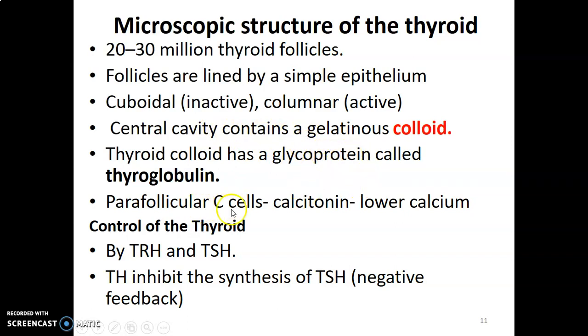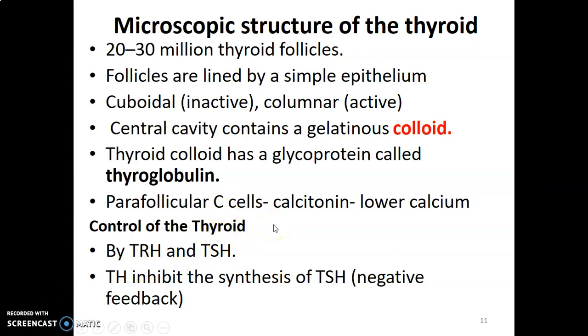Outside the follicles, we have what you call parafollicular cells, or the C cells. These parafollicular cells, or C cells, produce calcitonin. Calcitonin helps to lower blood calcium level. They counteract the function of parathyroid hormone produced by parathyroid gland. So calcitonin lowers calcium level.